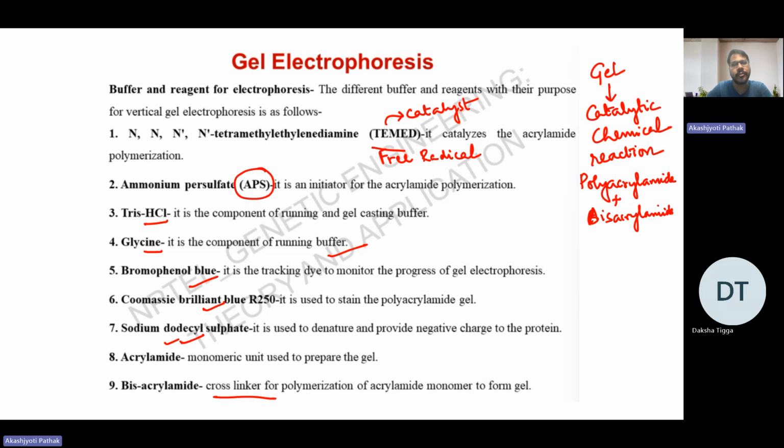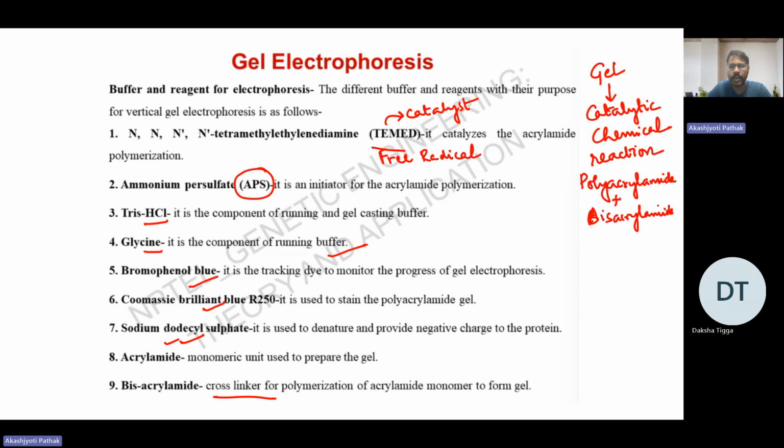So there are four different components. The first is polyacrylamide. Polyacrylamide is actually a mixture of acrylamide and bisacrylamide, in a 29 to 1 ratio, added weight by weight. So your polyacrylamide will form the base of the gel. That is what will give the gel property.